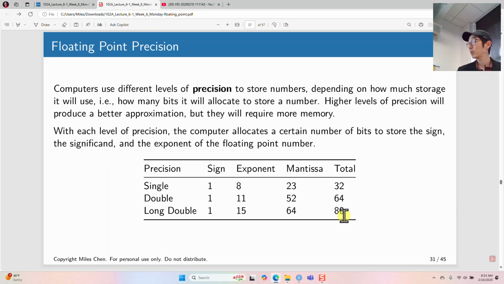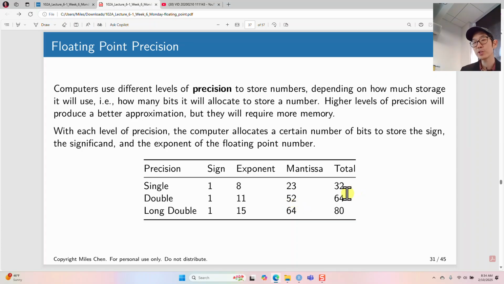In R, all of our floating point numbers are double precision floating point, and that's why it says type double rather than just float. It's type double to indicate that it's double precision floating point. Double precision means we use 64 bits to store a number, and the 64 bits are budgeted in this manner. We have 1 bit for the sign, 11 bits for the exponent, and 52 bits for the mantissa.